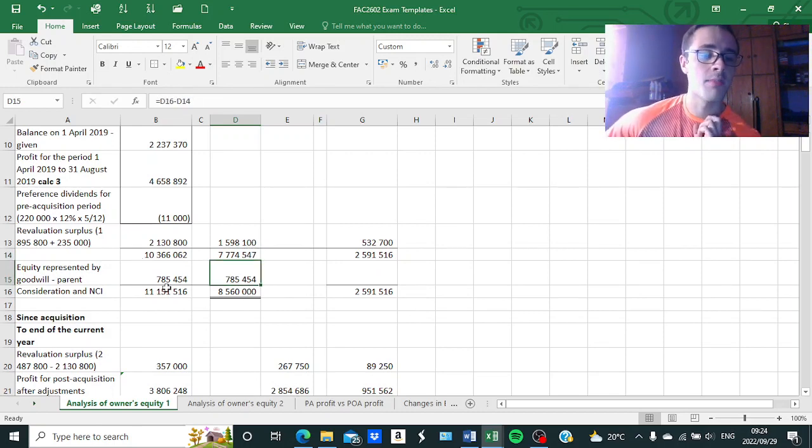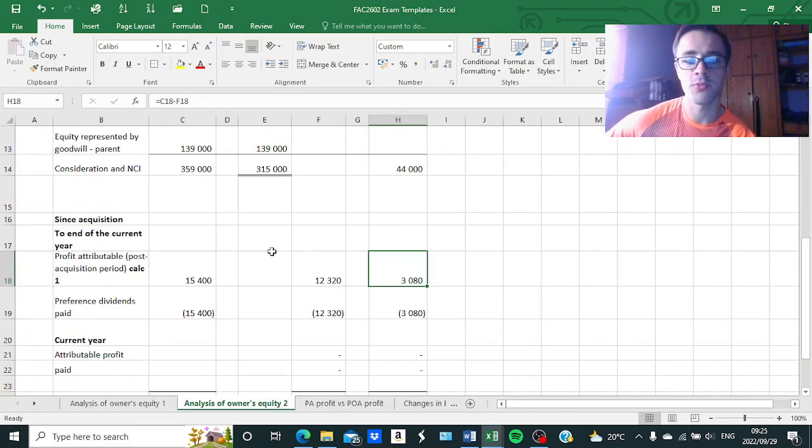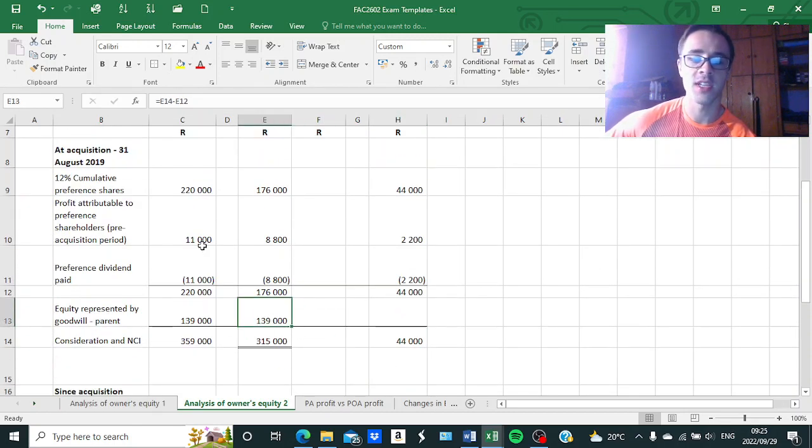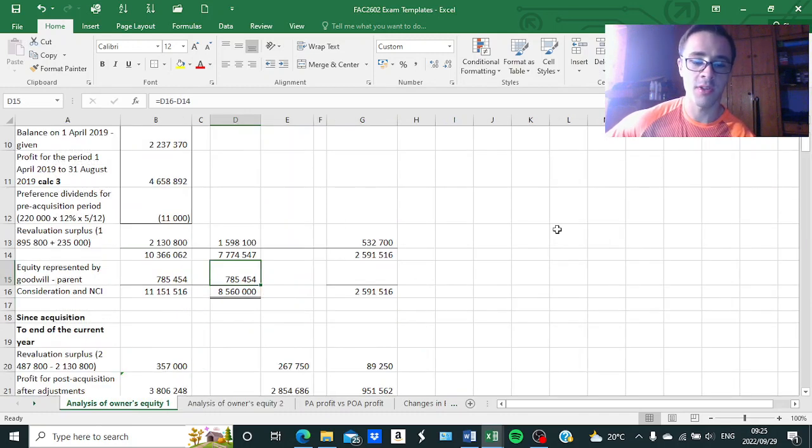So the difference between these two will give you the goodwill amount. So goodwill paid by the parent for ordinary shares amounts to 785,454. Keep in mind that the parent also paid goodwill for its investment in preference share capital of 139. So in our consolidated statement of financial position, we will include both of these amounts as part of goodwill, okay, which we'll do a bit later on.